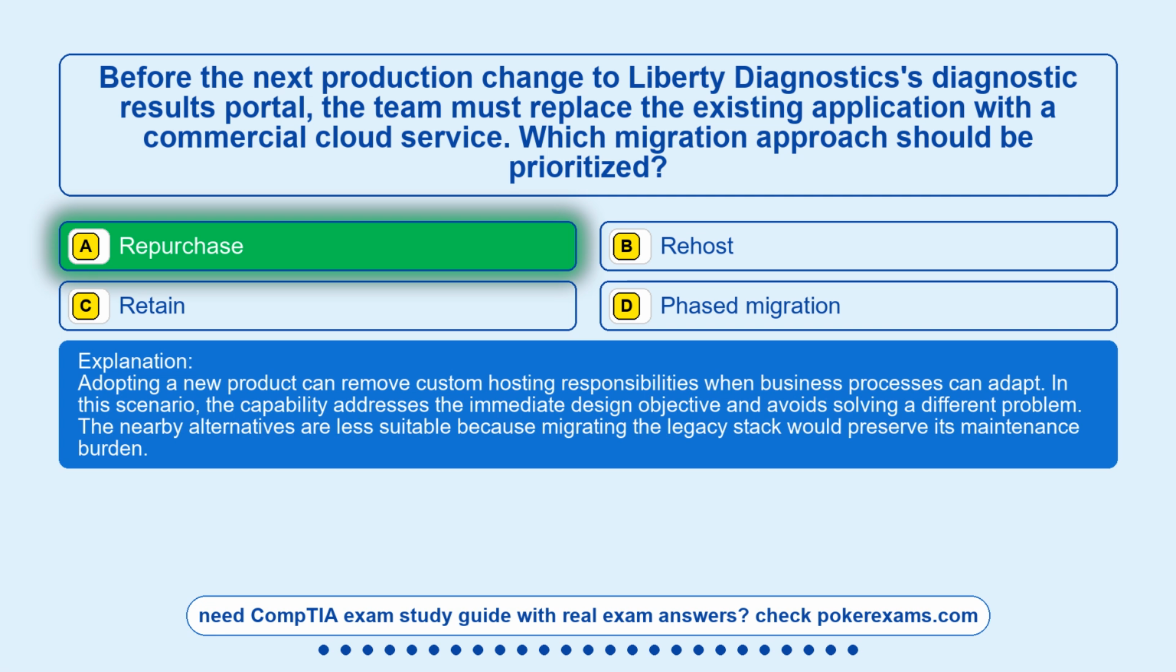Adopting a new product can remove custom hosting responsibilities when business processes can adapt. In this scenario, the capability addresses the immediate design objective and avoids solving a different problem. The nearby alternatives are less suitable because migrating the legacy stack would preserve its maintenance burden.